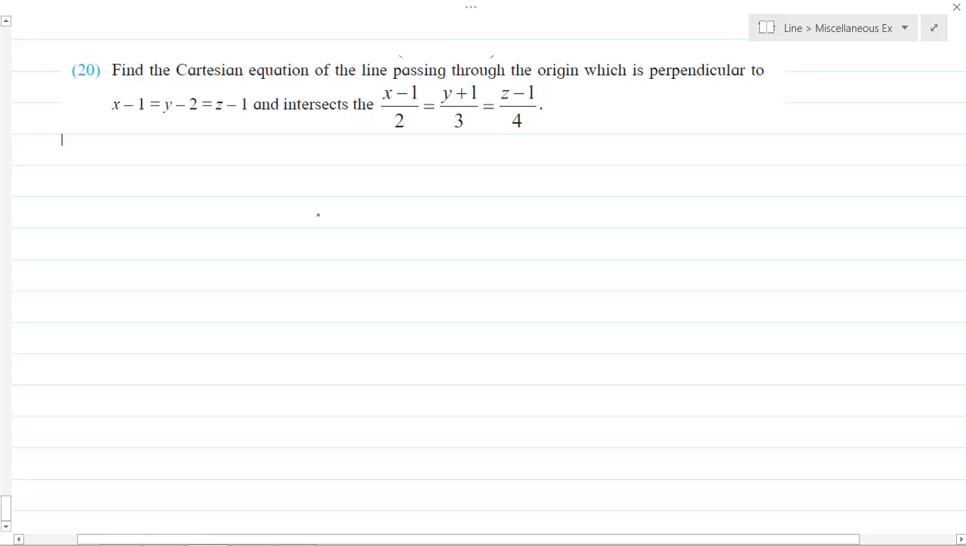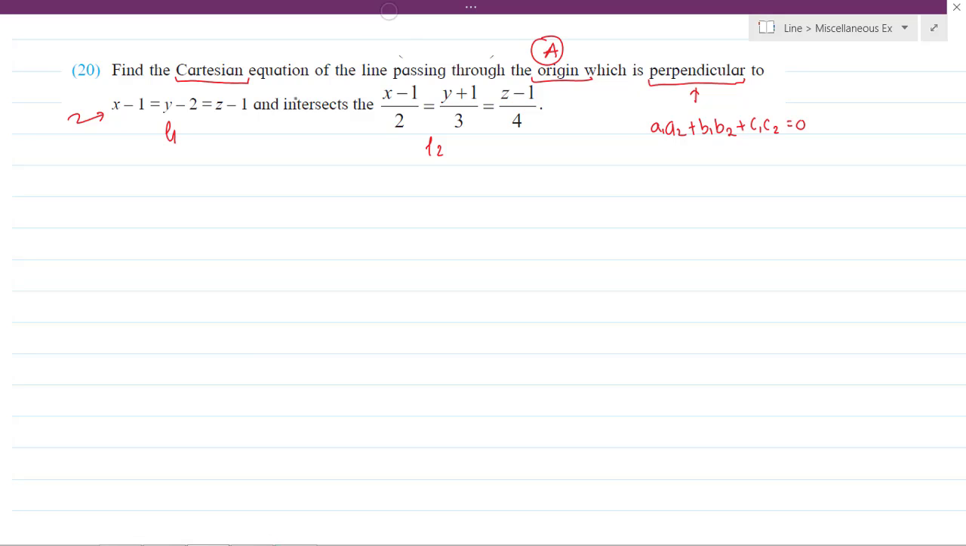Find the Cartesian equation of the line passing through the origin. This is the point A, the given point through which the line is passing, and the line is perpendicular to this line, and it intersects the second line. So this is my line number 1 and this is line number 2. As the lines are perpendicular, what principle can we use? Definitely a1 a2 plus b1 b2 plus c1 c2 equals 0.